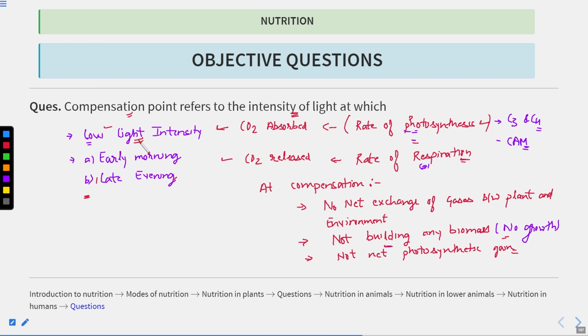So at low light intensity, what happens? The rate of photosynthesis is very low, and the rate of respiration is also very low. And at a certain light intensity, the rate of photosynthesis becomes equal to the rate of respiration. This is clear? So this was all about the compensation point.